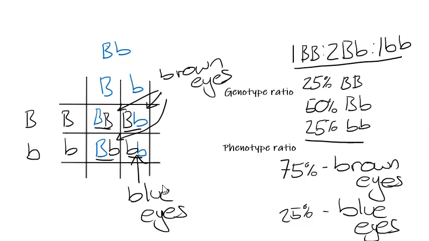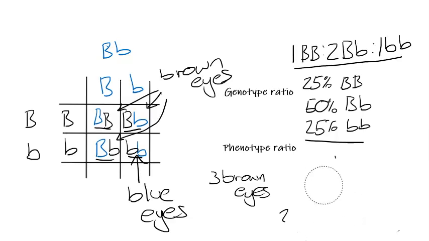So we can equally show this as 3 brown eyes offspring to 1 blue eyes. So we can show our ratios with either percentages or the actual ratio symbols.